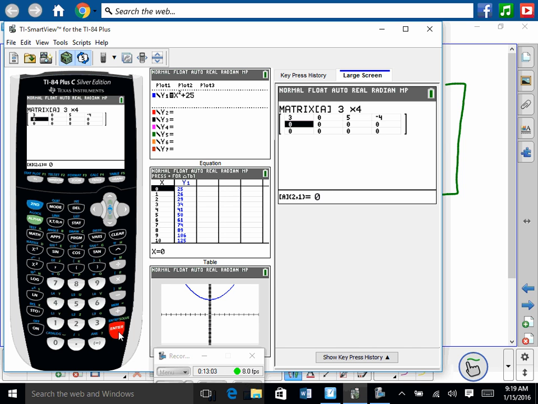So we have negative 2, 1, negative 3. Make sure you don't type in minus 3. It'll say error if you do that. And 9. Our last one, we had negative 1, negative 2, 9, and 0.